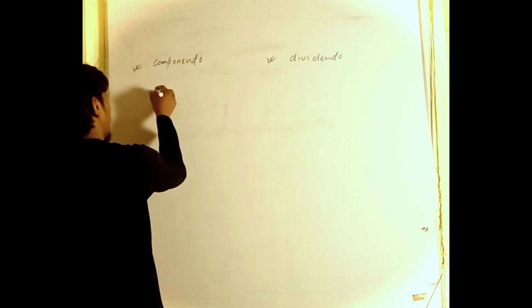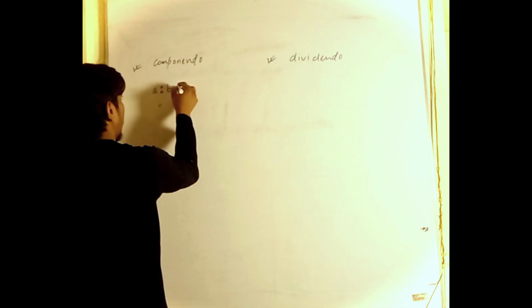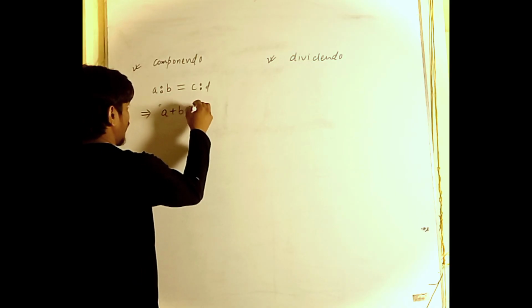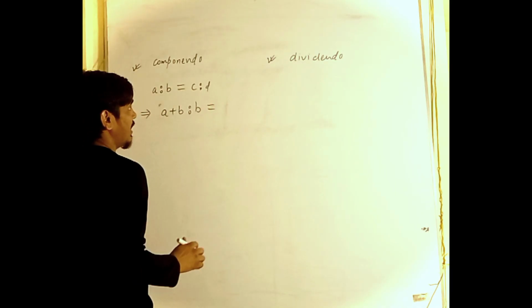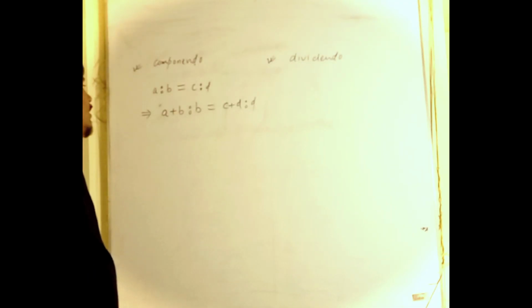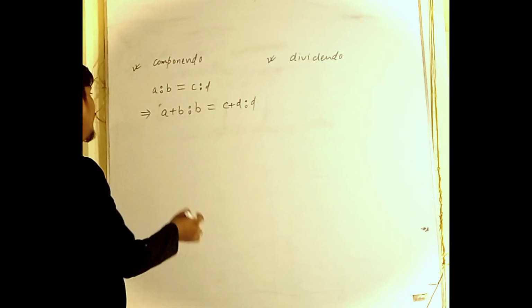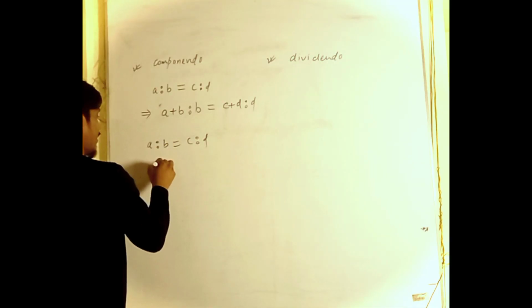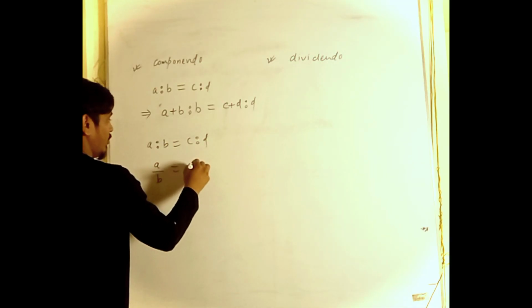Over here, let's say we have given two ratios, A ratio B, and that is equal to C ratio D. Then we can write this as the sum of the antecedent and consequent, A plus B ratio B, equal to, again over here, C plus D ratio D. This we call componendo. Let's see how we can come up with this result. Taking A ratio B is equal to C ratio D, we can write in terms of fractions A over B is equal to C over D.